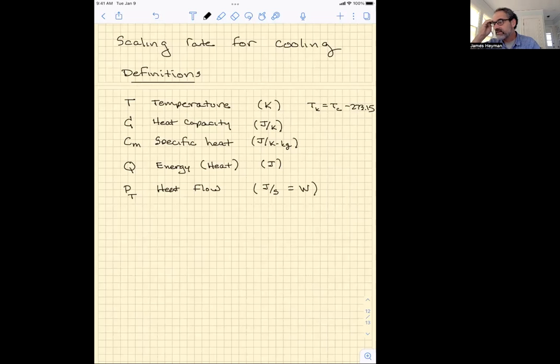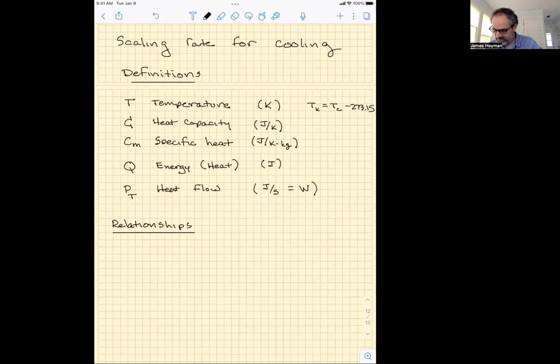And we also need some relationships that relate these quantities together. Let's just take a look at that. A couple of these will be very familiar or not too surprising, and one is probably going to be new.